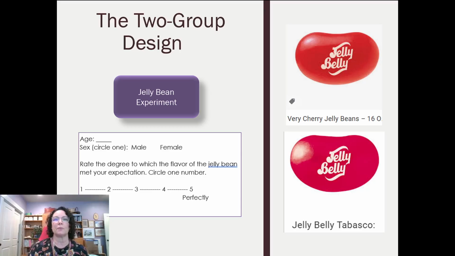So it's a little two-group experiment. You've got the ones who got the typical flavor of jelly bean, which is the cherry one, and then you've got the ones who got the atypical flavor, which is the Tabasco one. Did they rate their jelly beans differently as far as how much the jelly bean met their flavor expectations?